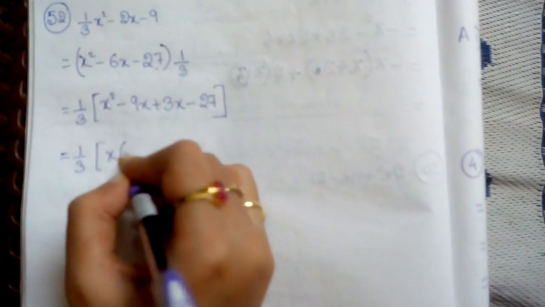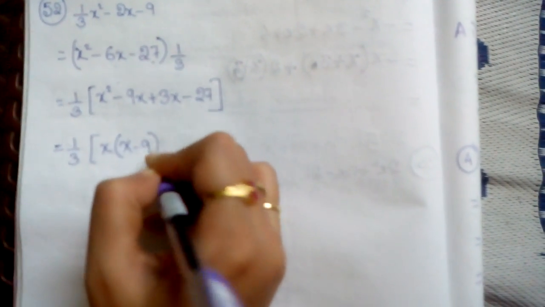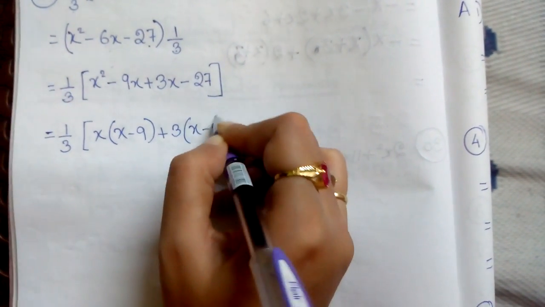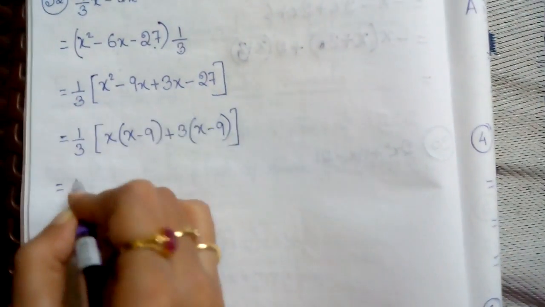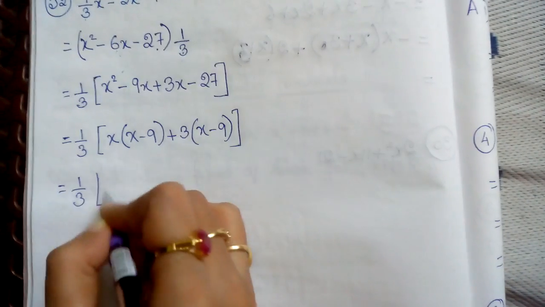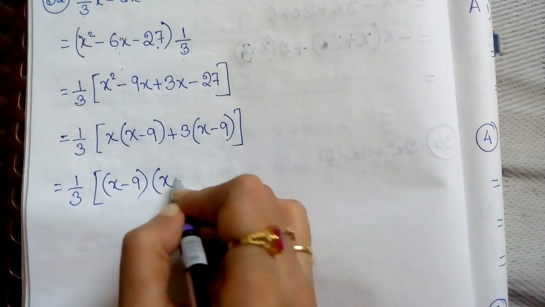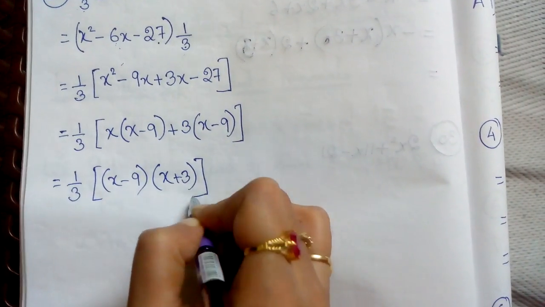So x I can take common, x minus 9 plus 3 I can take common, that is x minus 9. So 1 by 3 into x minus 9 common and x plus 3. So this is my answer.